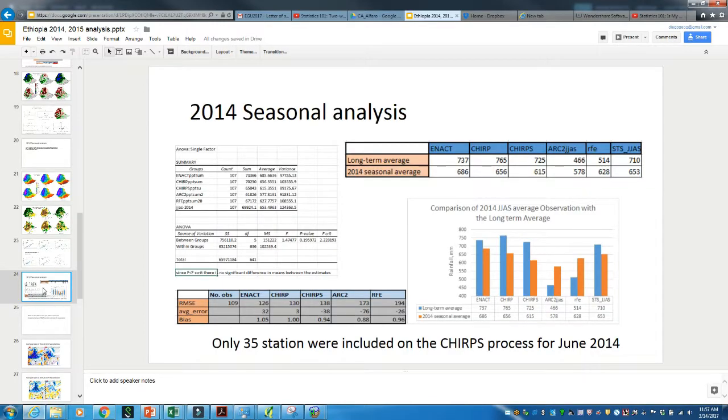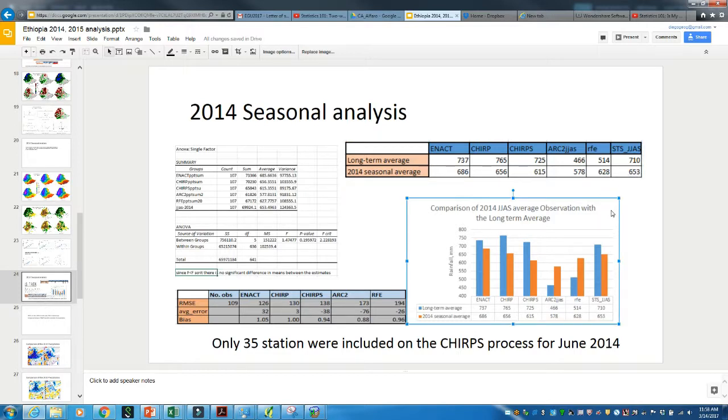Then I wanted to see if there was any significant difference. I ran an ANOVA, and it tells us that no, all of them are within the same overall distribution, so there is no significant difference between them. And in this table, I have the long-term average on the top, and the seasonal average on the bottom. So we see that within the seasonal average for 2014, the two that we are comparing, RFE and CHIRPS, are very similar, 628 and 615, and not very far from the stations.